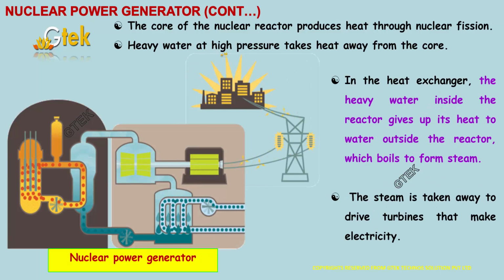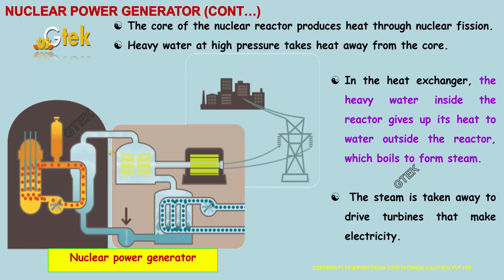The core of the nuclear reactor produces heat through nuclear fission. Heavy water at a very high pressure takes heat away from the core. In the heat exchanger, the heavy water inside the reactor gives up its heat to water outside the reactor, which boils to form steam. The steam is taken away to drive turbines that make electricity here.